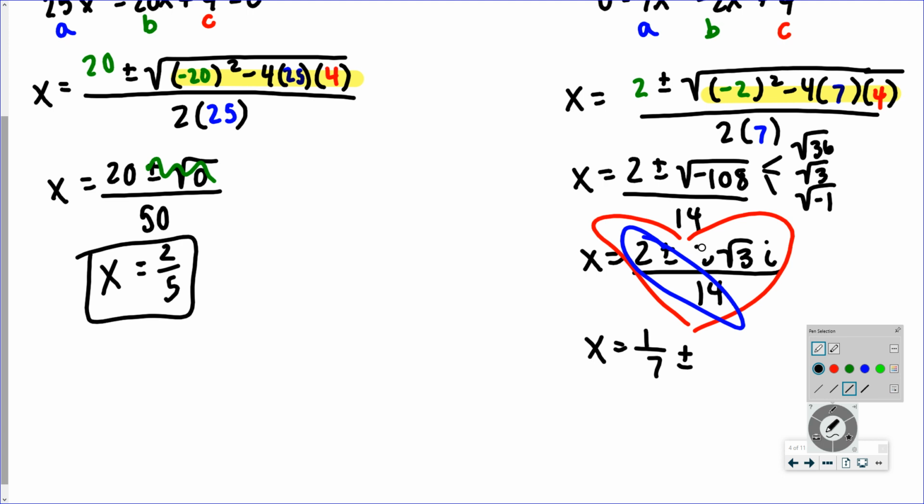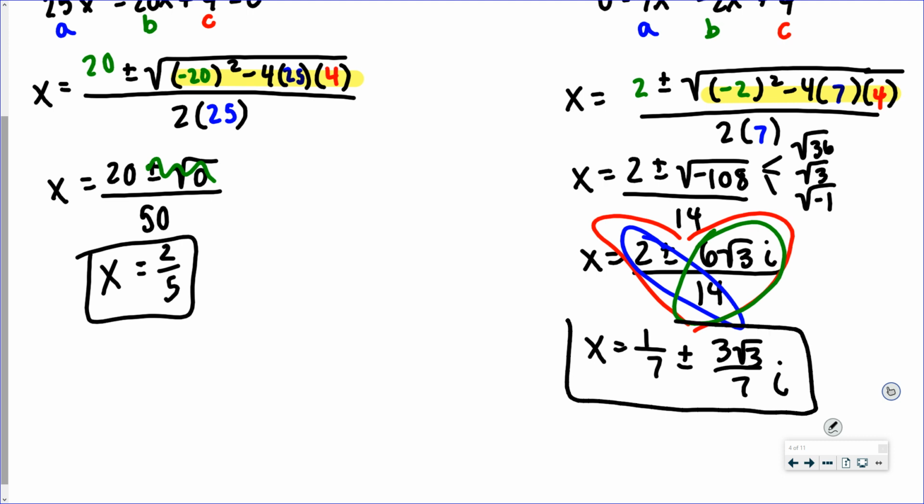Oh, this should be a 6. Sorry. Square root of 36 is 6. Ooh, I think I caught that. My imaginary part would be 6 root 3I over 14, which 6/14 would reduce to 3/7. So we'd write this as 3 root 3 over 7I. Okay, that's standard form. Real part first, imaginary part second. Is it okay if we write the I in the numerator though? Yes, that's fine if you put the I in the numerator.